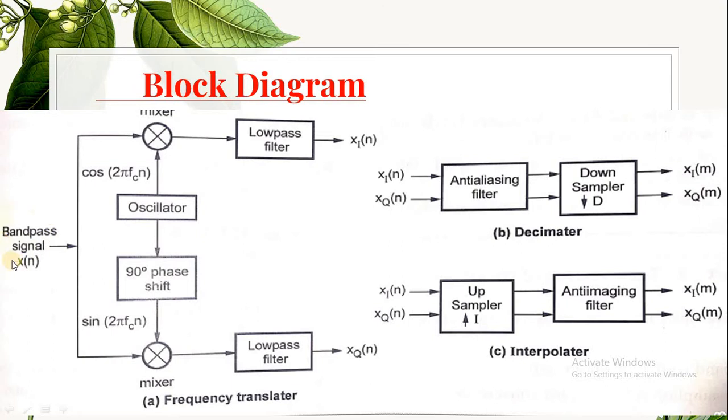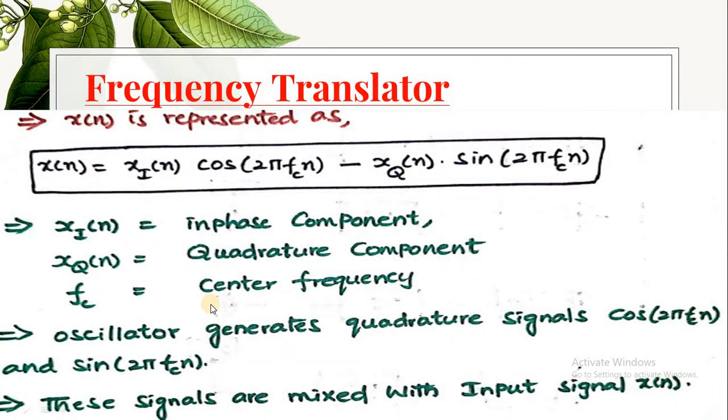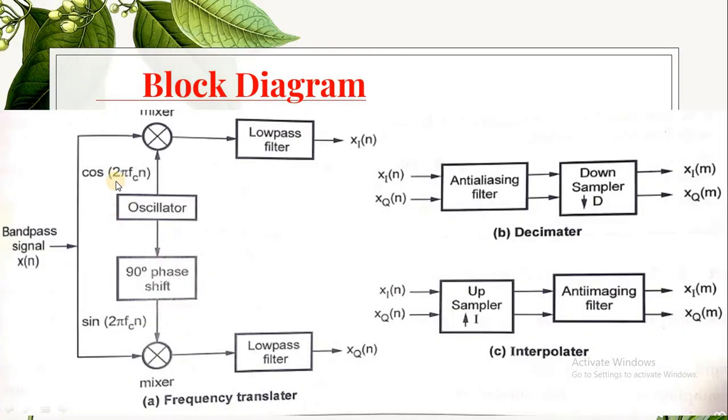See here, it is a band pass signal. A band pass signal is the input signal, here it is x of n. Then here it is an oscillator, and these two are the mixers. Initially we have to know the working of this structure, which is called the frequency translator structure.